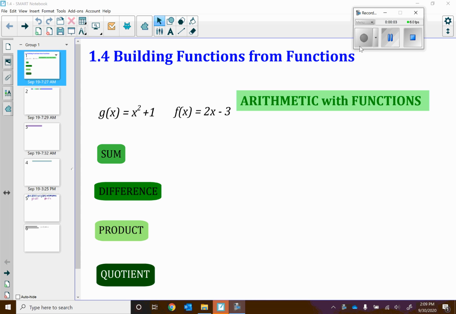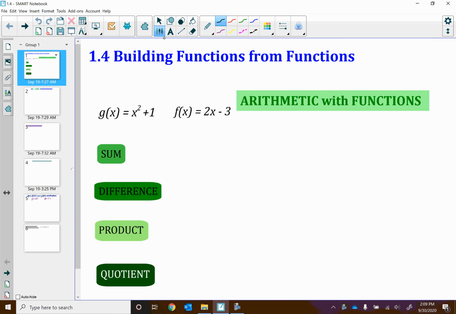Hello, this is section 1.4, building functions from functions. The first idea we're going to talk about is arithmetic with functions. So honestly, what arithmetic with functions is saying is adding, subtracting, multiplying, and dividing functions. For this one, I'm actually going to do a quick example because it is relatively easy.